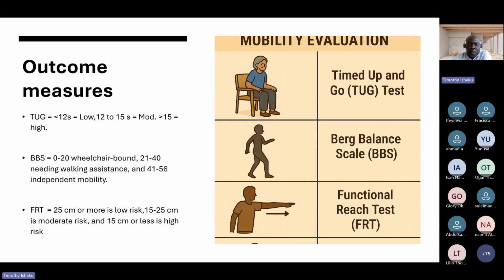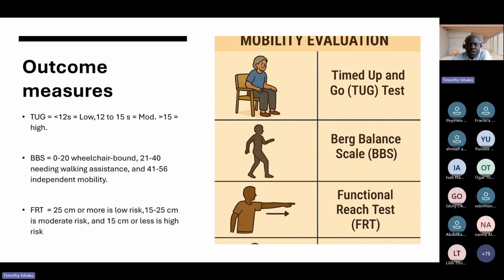For falls, a lot of outcome measures exist, but there are three main ones that are recommended, or that I would say we should always consider. One is the Timed Up and Go test. The second one is the Berg Balance Scale. The third one is the Functional Reach Test.